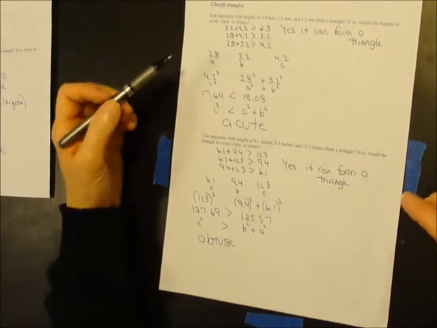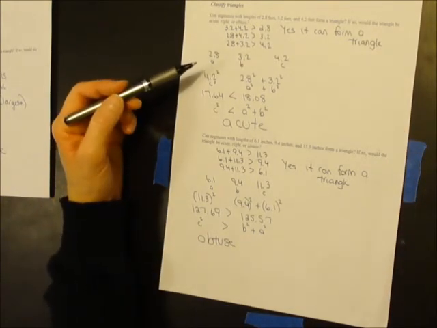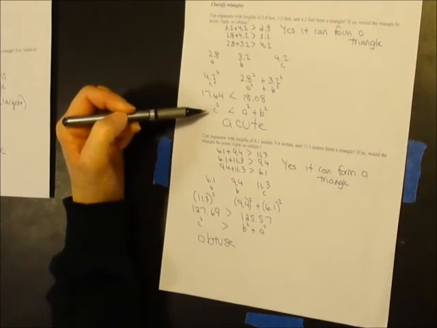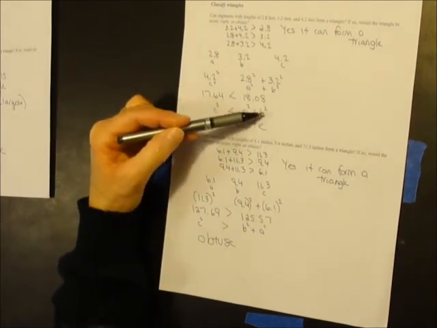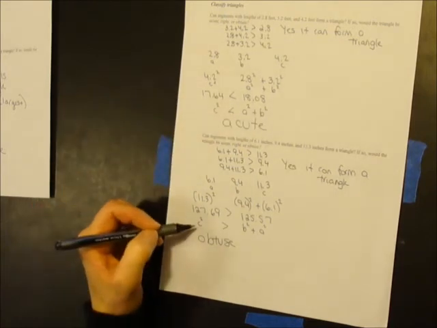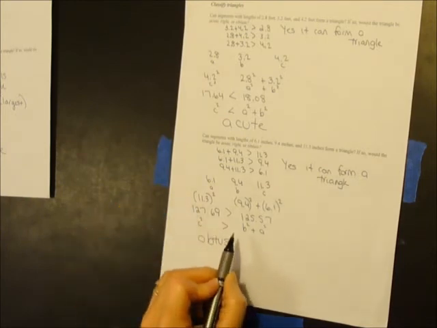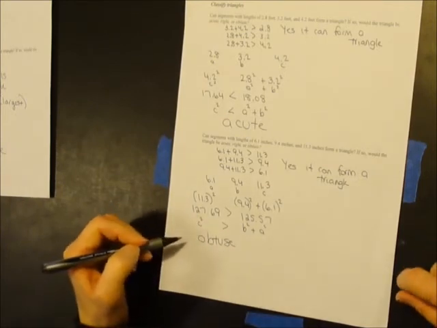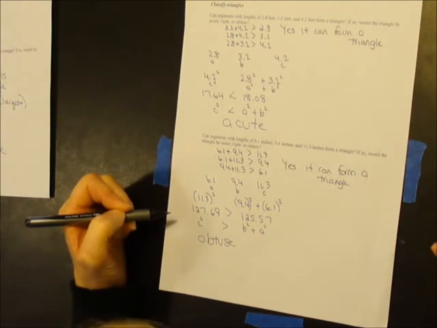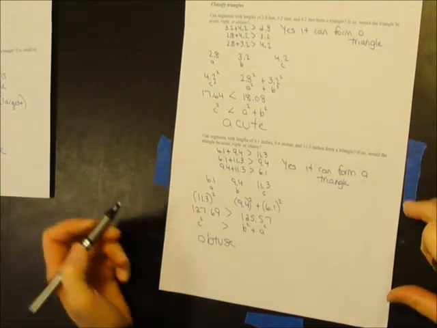So don't forget, when you're deciding if it's an acute, right, or an obtuse, if the C squared alone is less than the A squared plus the B squared, it's an acute. If the C squared is greater than the A squared plus the B squared, it's an obtuse. And if the C squared is equal to the A squared plus the B squared, it is a right triangle.